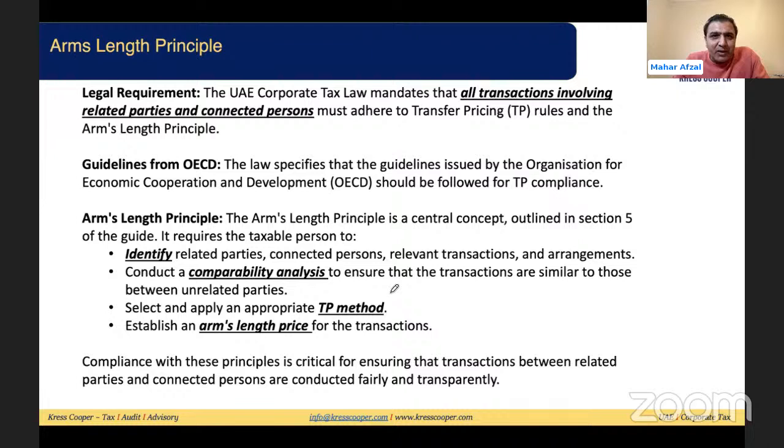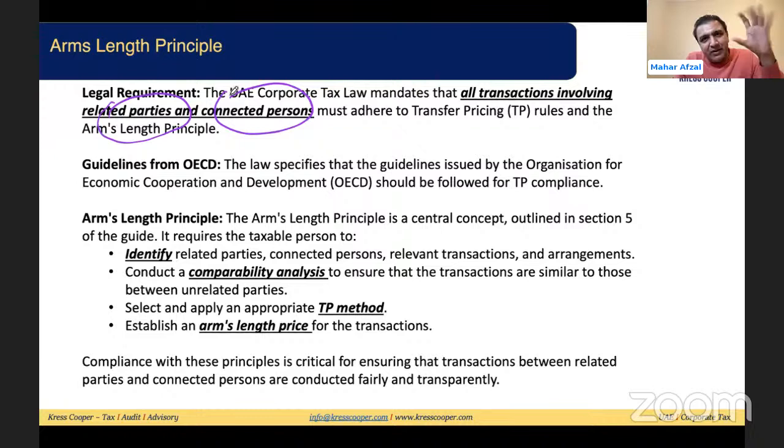Now, the legal requirement in the UAE law is that all transactions with related parties and all transactions with connected persons must be at the arm's length principle. So two things here are very important. One is transactions with the related party. Second is transactions with the connected person. They should be at arm's length.